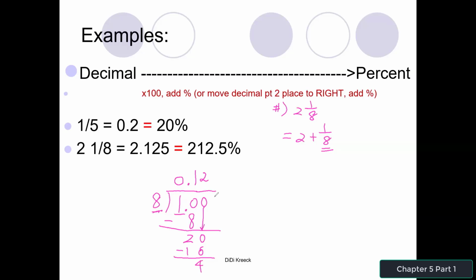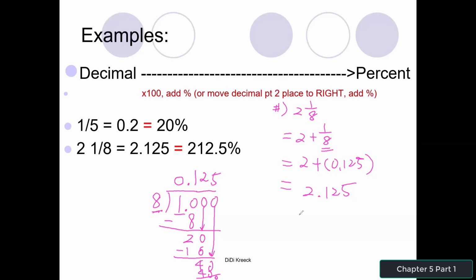Here I have 4 left. At 0, bring that down. 40 divided by 8, I can have 8 go 5 times and make 40. And this, we can divide this evenly. Okay, so 2 plus 1/8, which is 0.125. And then we can say 2 1/8 will be 2.125. Okay, but we have only converted our fraction into its equivalent decimal.